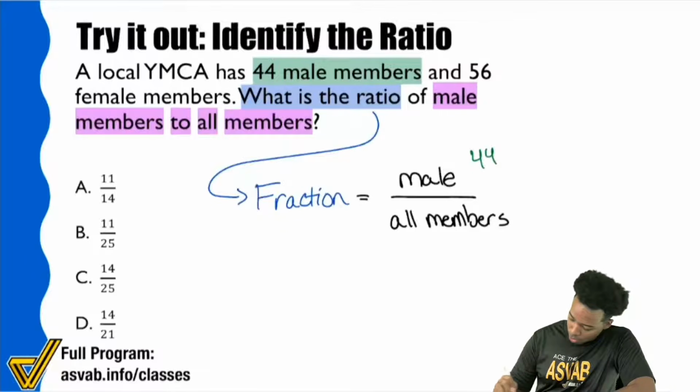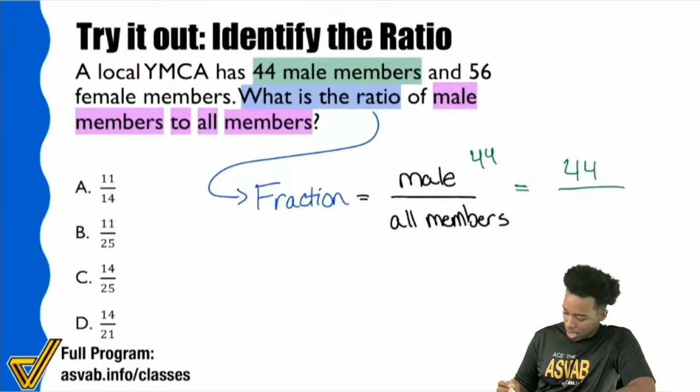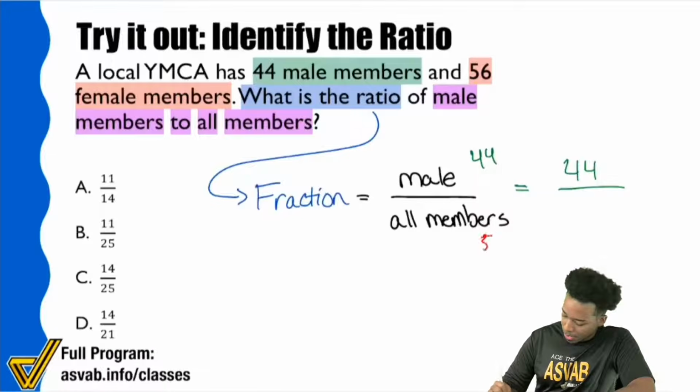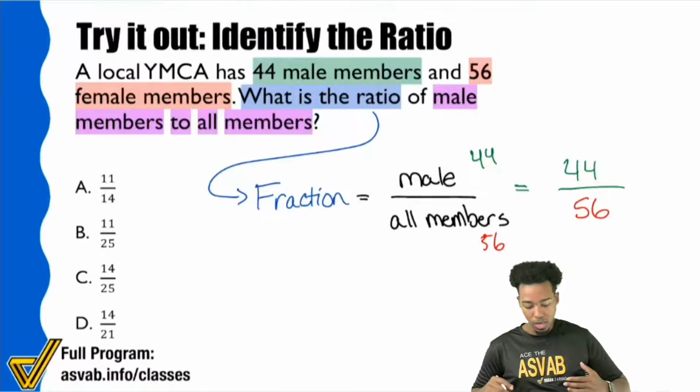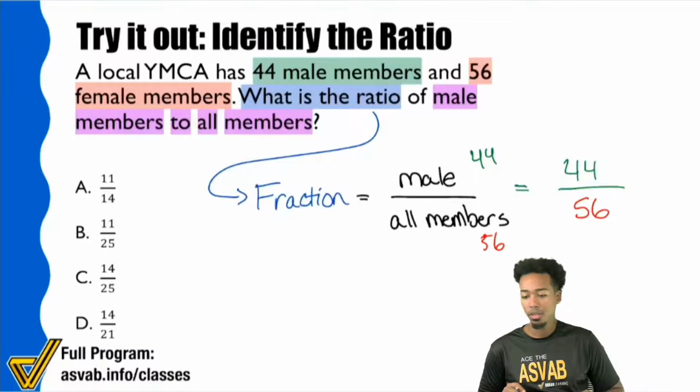That's 44. So I'm going to do 44. And then over here on the right side, I see that I had 56 female members. And I'm going to grab that instantly. Okay, cool, 56 female members. So I'm going to take that 56 right there. And I did 44 over 56. And I think that that's correct.